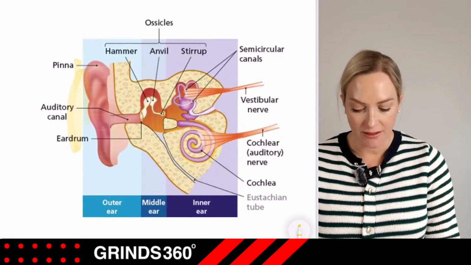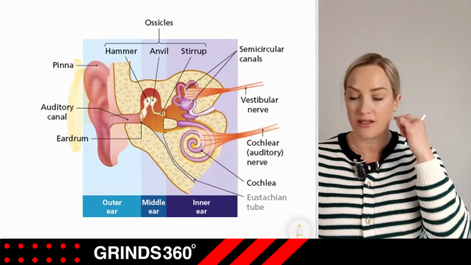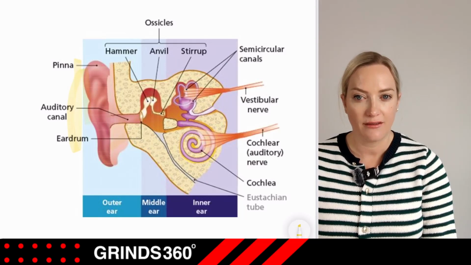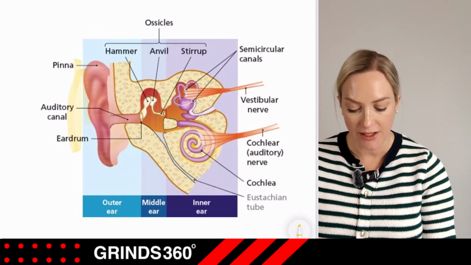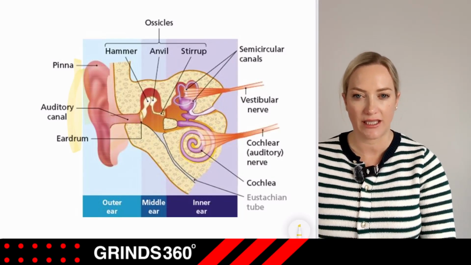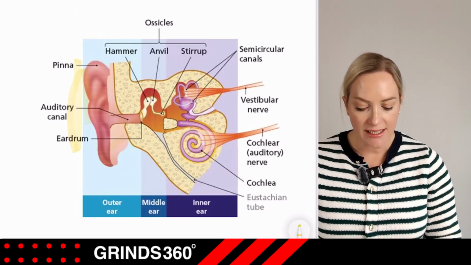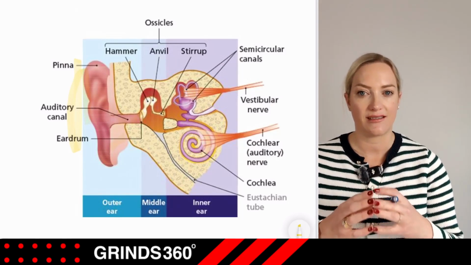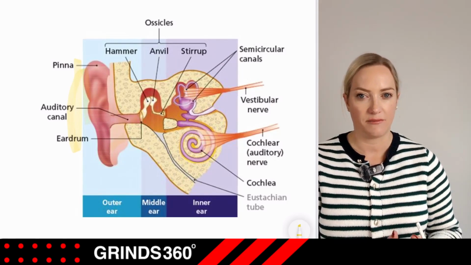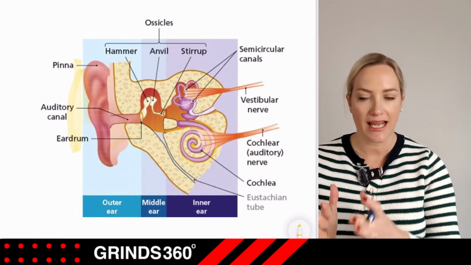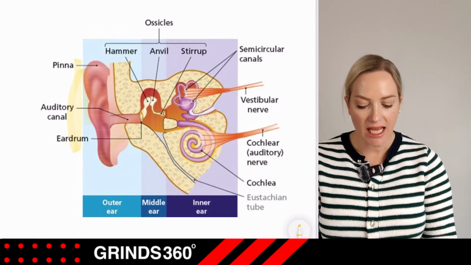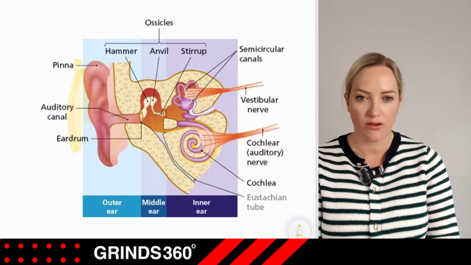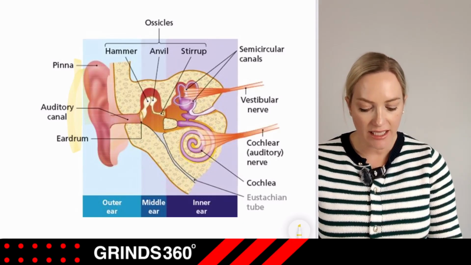So on your outer ear, we have our pinna, which is just the cartilage of your ear. We also have our auditory canal leading into our eardrum. So that's your outer ear. Your middle ear consists first off of 3 bones, collectively called the ossicles: the hammer, the anvil, and the stirrup. That's your middle ear. So your outer ear and your middle ear are filled with air. Your inner ear is filled with lymph.